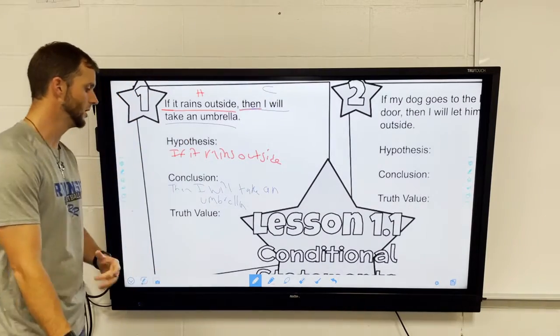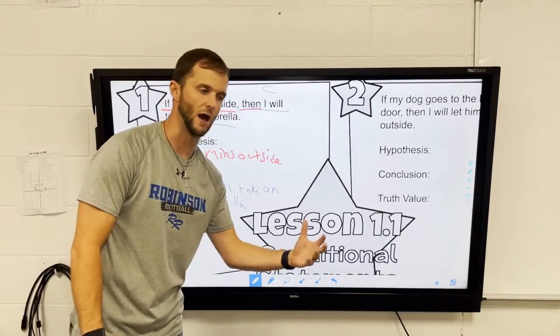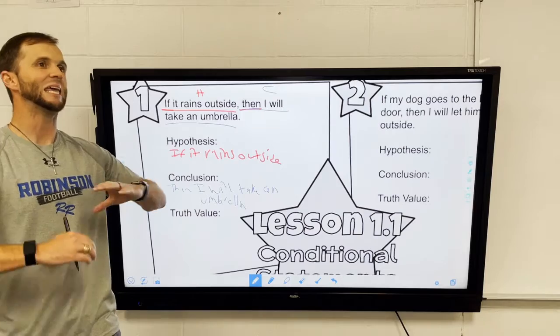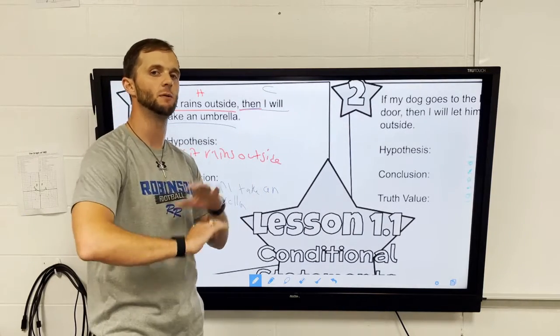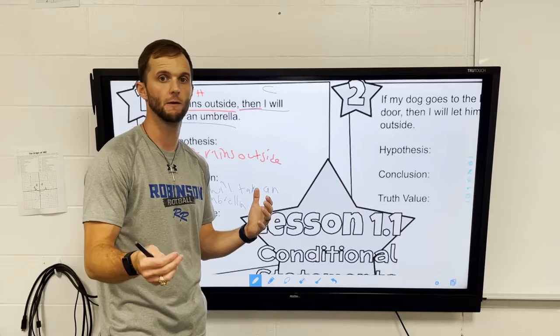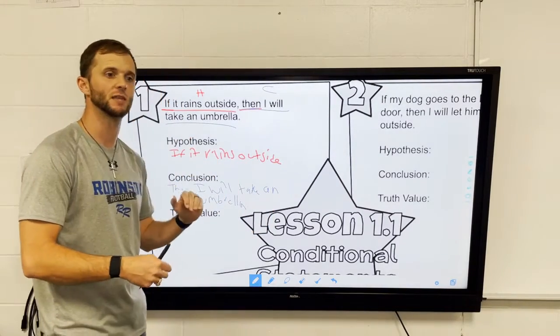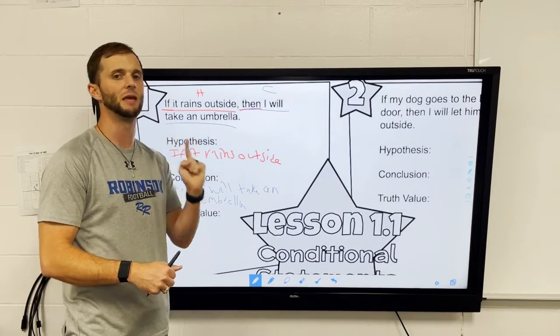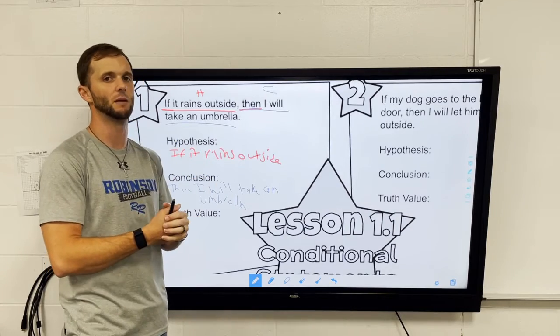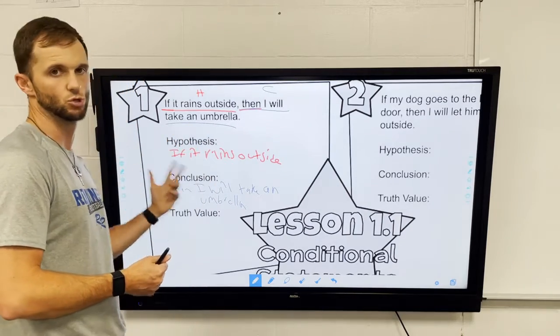Now when I'm talking about truth value, if it is true, that means everything about the sentence is going to be 100% true. If it's false, then there is one thing about that sentence, one instance, that's going to make it false, and that's going to change your truth value.